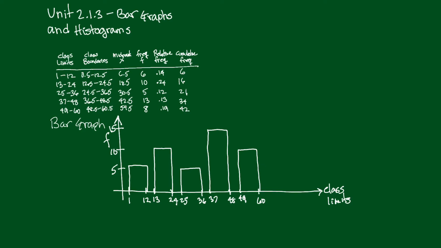There's my bar graph. And what I might even want to do is this. I might just want to put the midpoints there. So the midpoints, if I did that, this would be 6.5, not necessary, 18.5, 30.5, 42.5, 54.5. This is our bar graph.